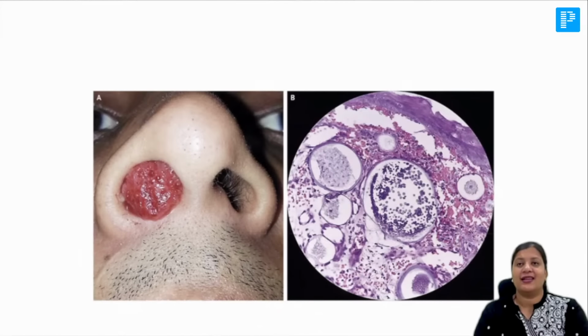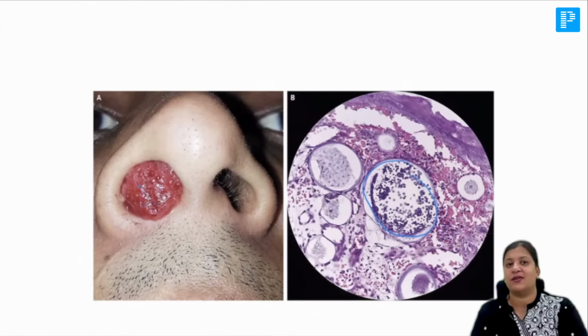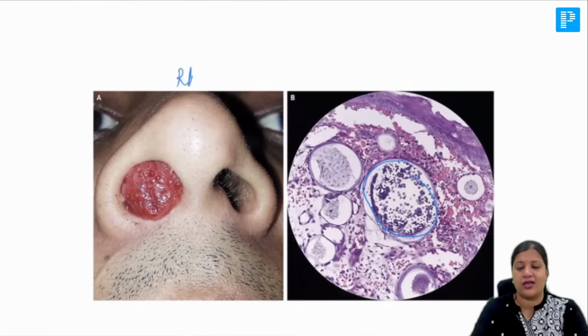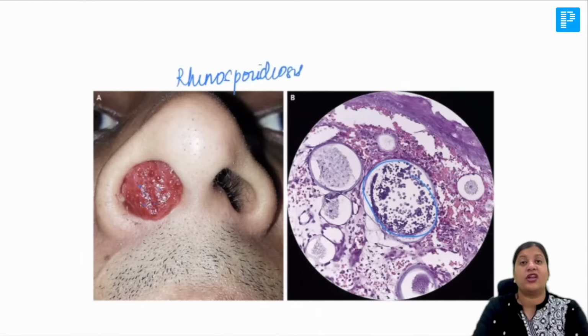Now you see that there is a polyp, red vascular mass in the nose with whitish dots on the surface, and there is sporangia with spores. This also has come multiple times as a PYQ. What is it suggestive to you of? Yes, it is rhinosporidiosis caused by Rhinosporidium seeberi.